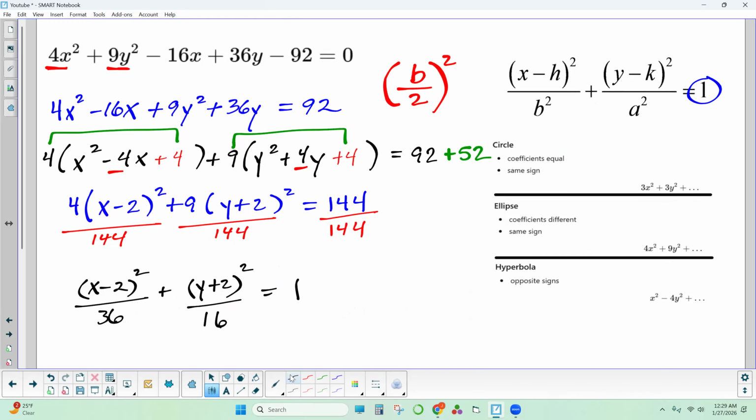If we want to go ahead and mention it, we can look at the bottom here and see that a squared is with our x term, so this is going to be a horizontal ellipse.